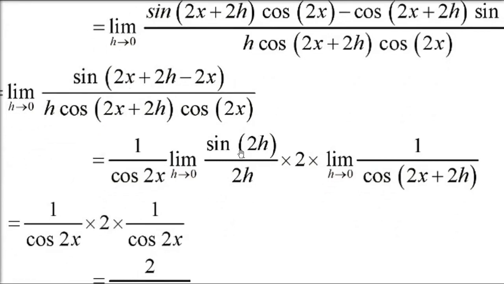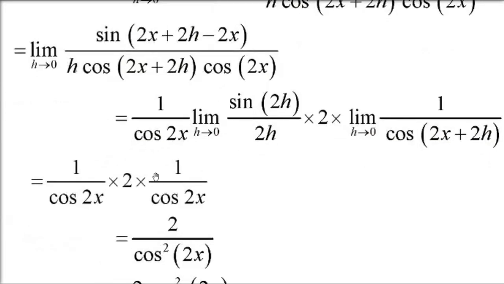Wherever h is there, you apply the limit. So 1 by cos 2x you can take outside, there is no h. Sin 2h is there, so we have h in the denominator, so you can have 2 in the numerator and 2 in the denominator. What about cos(2x + 2h)? This is limit h tends to 0, 1 by cos(2x + 2h).